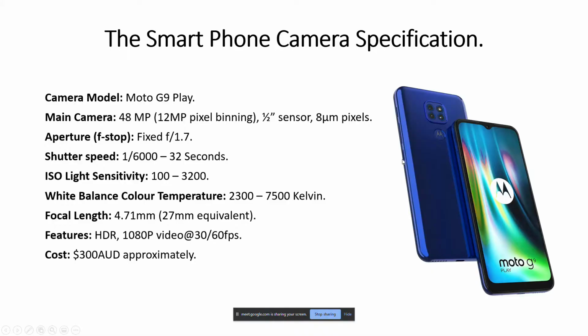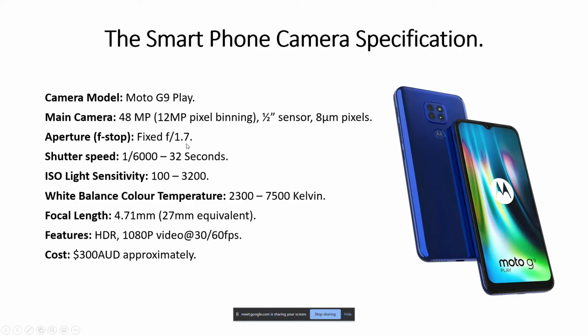So this is basically my phone that I use. I just have a Moto G9 Play. It has a 48 megapixel sensor. So there is some pixel binning that goes on. So it combines basically 4 pixels together, and then you get a 12 megapixel image at the end.